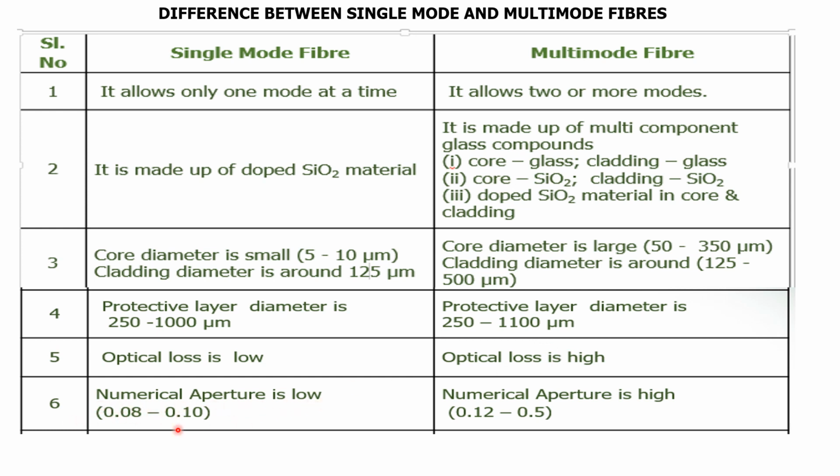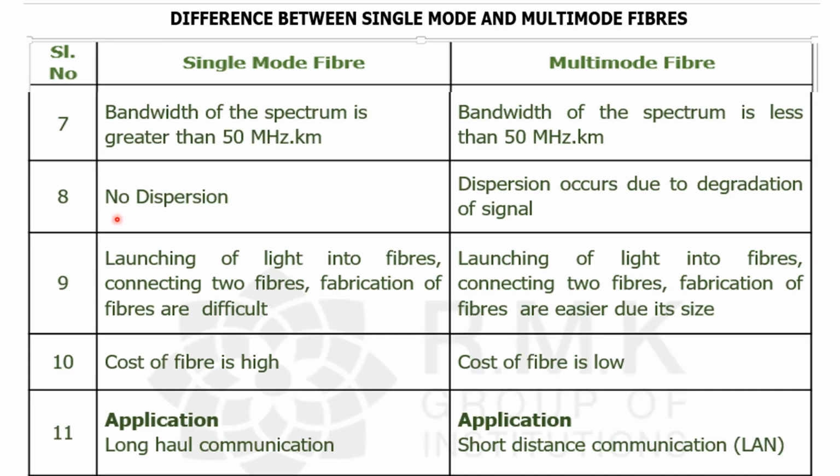Then numerical aperture is as low as 0.08 up to 0.1, and here it is a little high, that is 0.12 up to 0.5. Okay, so this is the light gathering ability, you should not forget that. Naturally for single mode it will be lesser, and for multi-mode it will be more. Then bandwidth of the spectrum is greater than 50 megahertz per kilometer for single mode. Then bandwidth of the spectrum is much lesser than 50 megahertz in a kilometer for multi-mode.